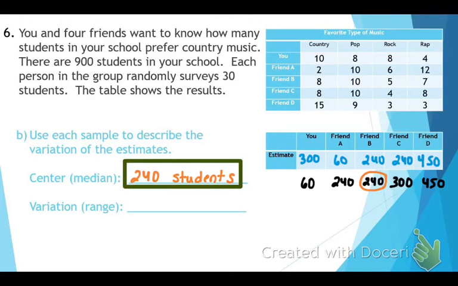Next up, we have the variation or the range. How do I find the range when I have data like this? You are correct. You take the biggest number, which is 450, and you subtract the smallest number, which was 60. And this tells you the range of students. How many students would that be? 390 students. Okay, so that's how you find the center and the variation when using the information that you got from the mean of your data.